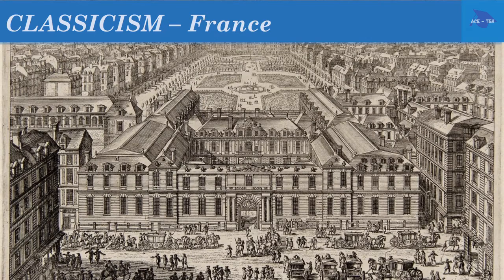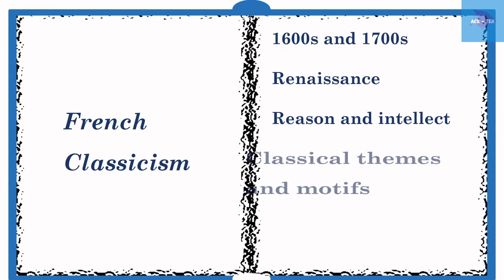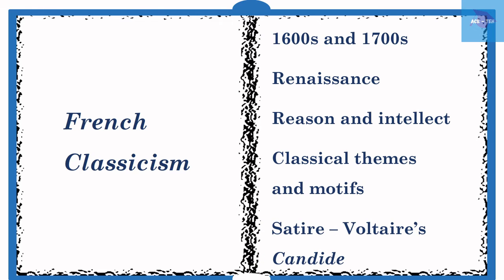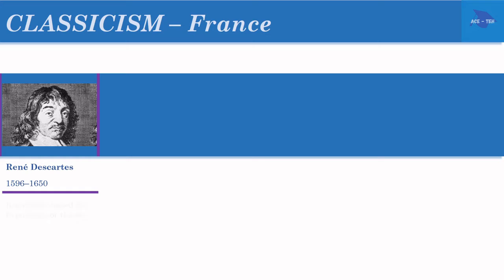Now coming to France. In the 1600s and 1700s, France witnessed a resurrection of classical values and style, mainly as a result of Renaissance. The French classicists emphasized on reason and intellect. Classical themes and motives were adopted. In addition to drama, the French were also noted for their use of satire. Voltaire's Candide is considered one of the best examples of satire. French intellectual René Descartes emphasized the importance of knowledge based on hypothesis or theory rather than experiment or experience.